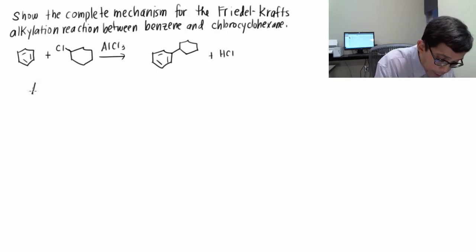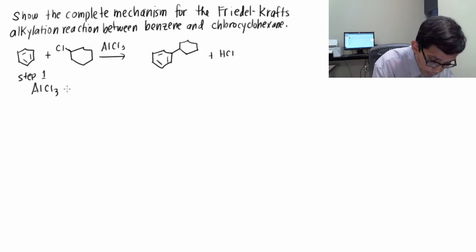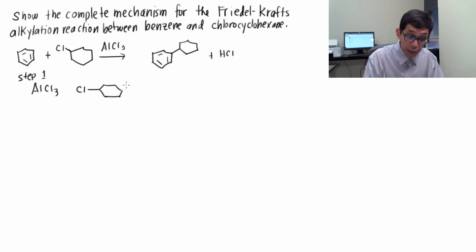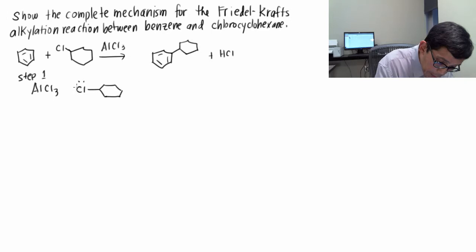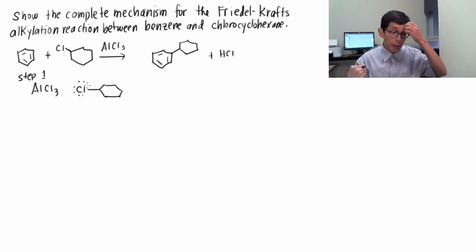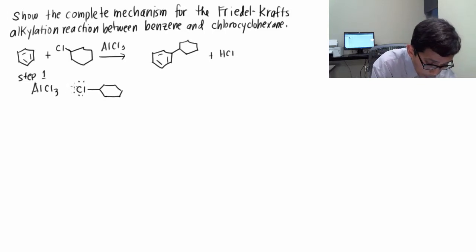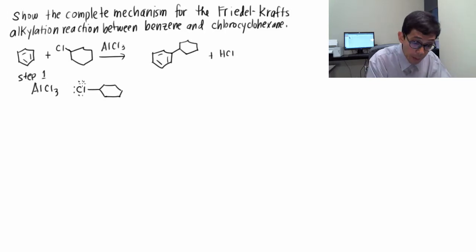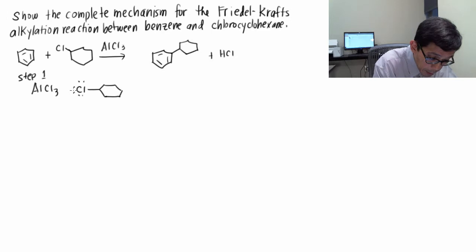You have your Lewis acid, step one. You have your Lewis acid AlCl3, and you have chlorocyclohexane, Cl attached to a cyclohexane. It's not showing, but yes, you do have 3 lone pairs on the chlorine of your chlorocyclohexane. So what happens is that one of the lone pairs on your chlorine complexes with the aluminum trichloride.